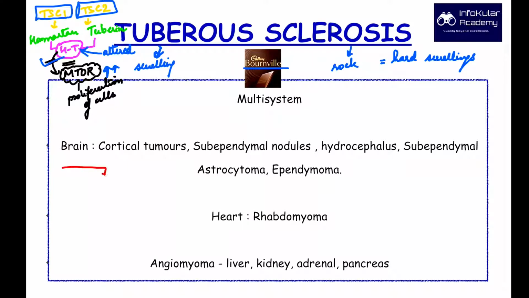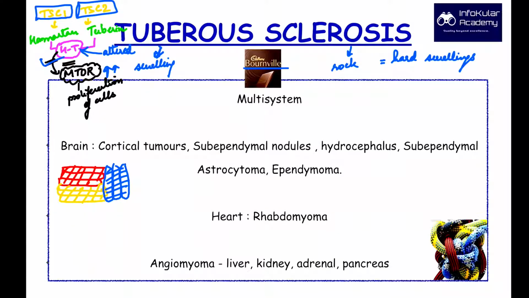Now normally, let's say a tissue is made up of 3 red fibers and it is made up of 3 yellow fibers and 3 blue fibers arranged in this fashion. Now a hamartoma would be a tissue which is present at the normal location but in an abnormal way. If we make a knot out of this, you can see that the organization of the tissue is lost. Such a growth is called hamartoma.